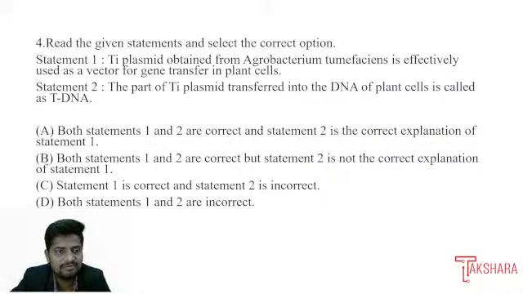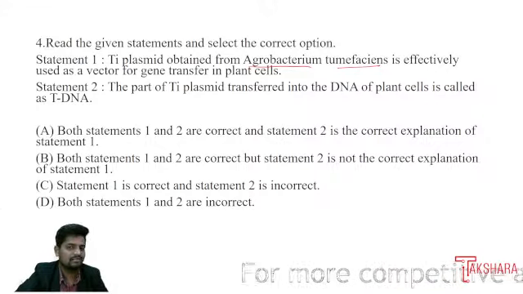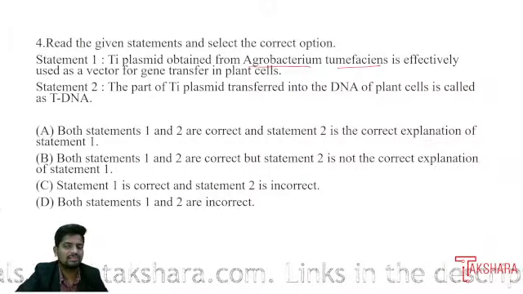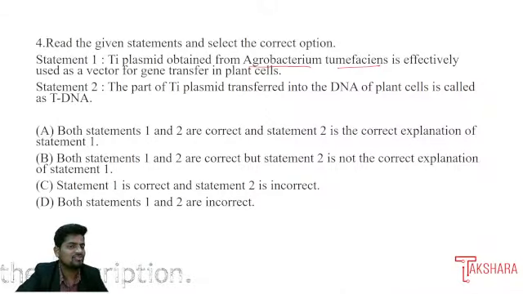So this is a statement-wise question about which one is true and false, with explanation. For statement number 1, the TI plasmid is obtained from Agrobacterium tumefaciens. This organism has the capability to produce genes that induce tumors. The TI plasmid is extracted from Agrobacterium tumefaciens and effectively used as a vector, a carrier, for transferring genes to the plant, and it can induce the growth and development of a tumor. So statement number 1 is correct.